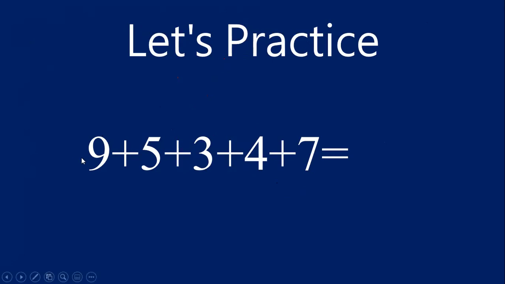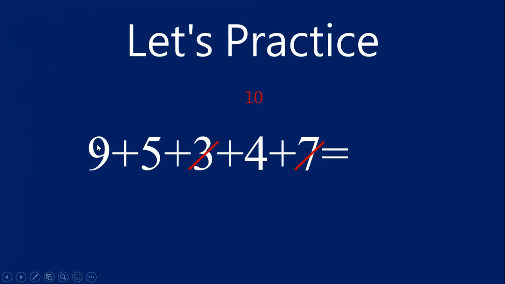Here's the equation 9 plus 5 plus 3 plus 4 plus 7. Now, remember, our first step is to scan for complements. Are there any numbers that add to 10 in this equation? Yes, there are. The 3 and the 7, they are complements. So let's start with those. We'll mark those off and we'll put a little 10 up there. We already know those two total 10.